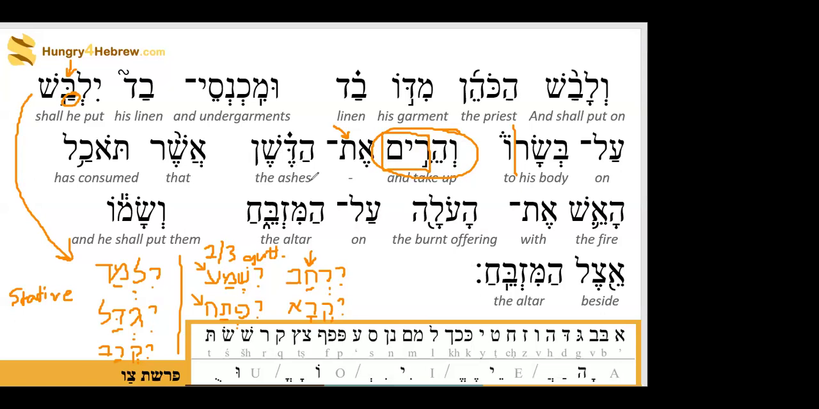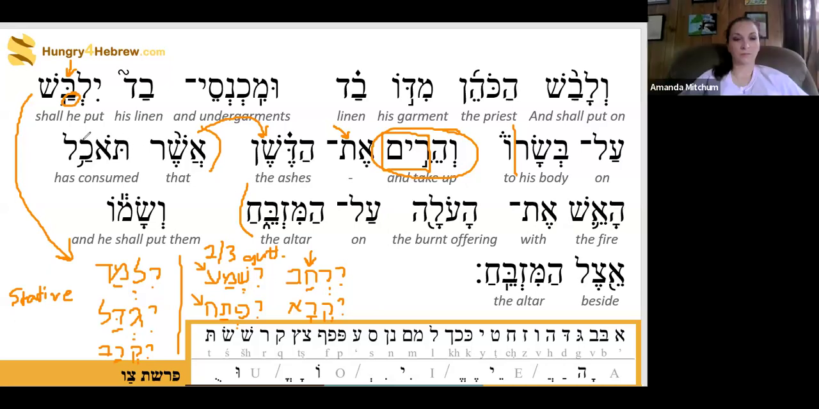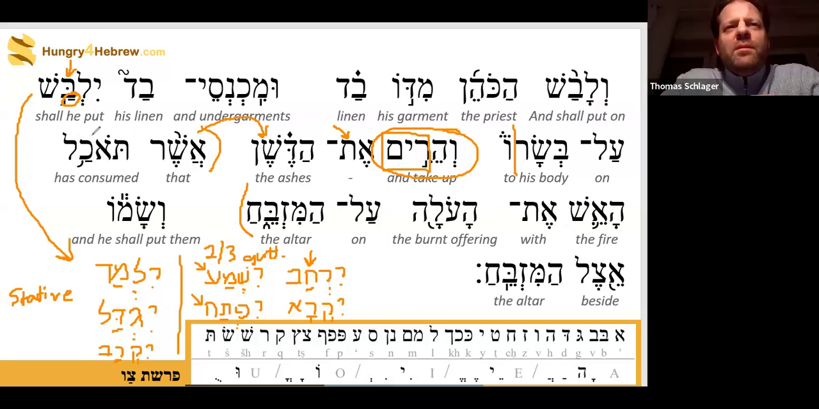What will he cause to be high up, lifted up? Et hadeshen, the ashes. Asher introduces a relative clause, tells us more about the deshen. Asher tochal haesh. Trying to remember. It's addition, et ha'ola. No, I guess it would have to be here, all the way to here. Yeah. Asher tochal esh, tochal. What does that mean? He ate, he consumed. Eating? He?